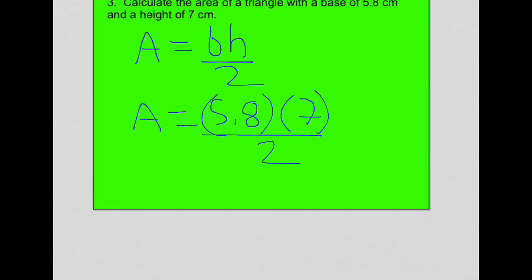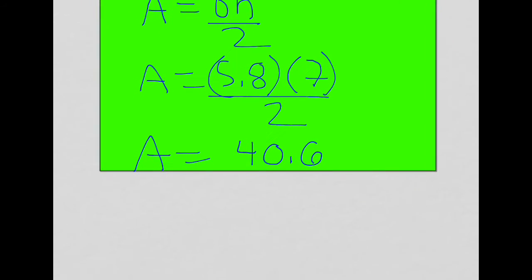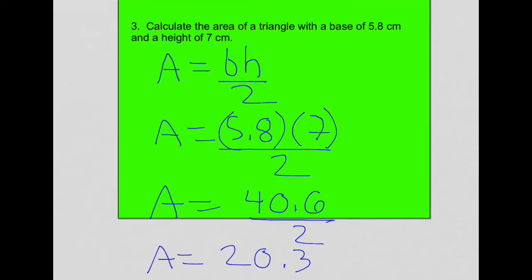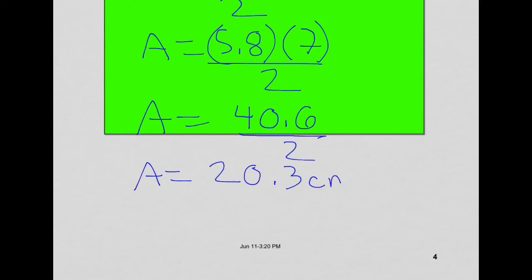Now I think I'm going to do the multiplication first this time. I'll do 5 8/10 times 7. So A equals 5 8/10 times 7. When I work that out on scrap paper, I end up getting that is 40 6/10. And I can't forget that I still have to divide that by 2. And when I divide that total by 2, I get area equals 20 3/10, and that's centimeters squared.